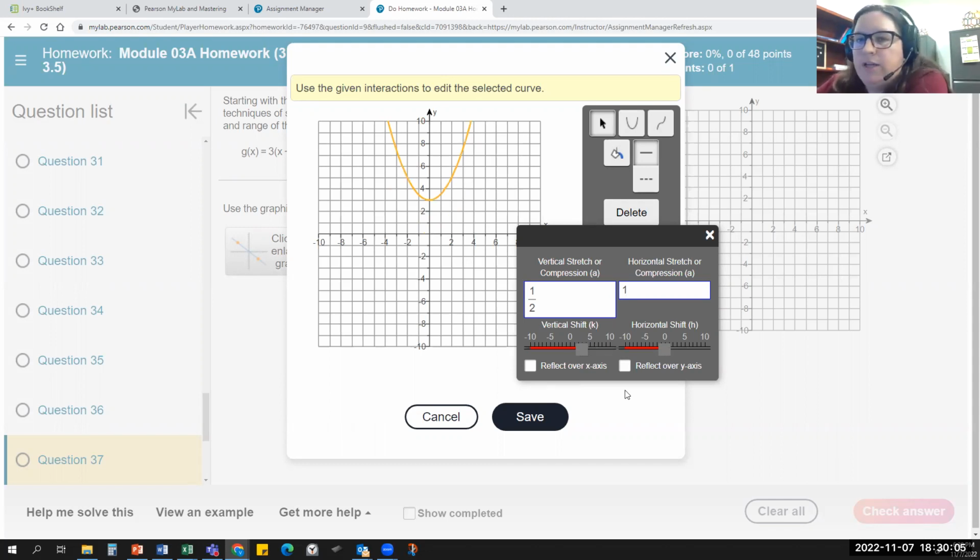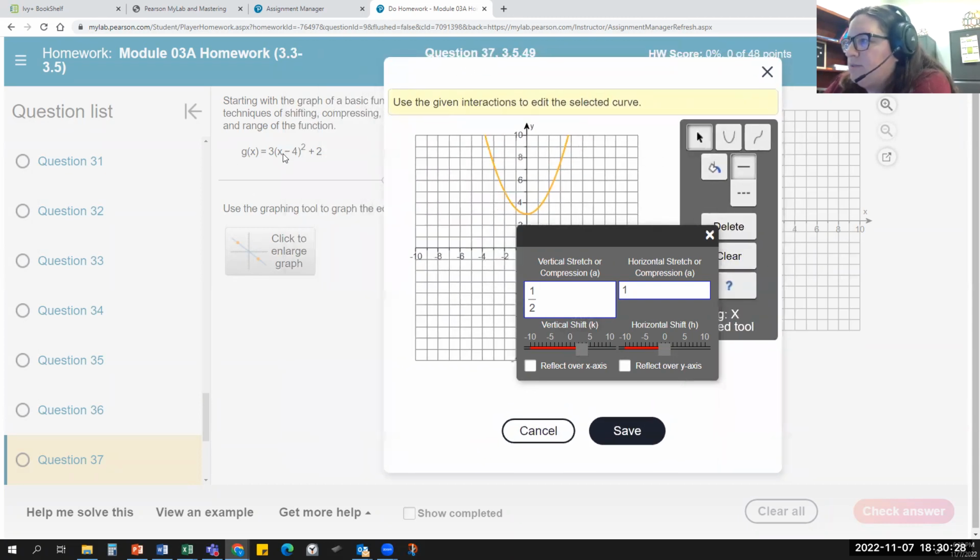And if there's a reflection over the x-axis, you want to do that reflection before you do the shift. If I do a shift, let's say it has a +3, but if I then reflect, now it's turned that into a shift down instead of a shift up. And then the horizontal shift, you want to make sure that you switch the sign. So in this example, it's an x-4, and because that's to the right 4, I'm going to do a +4 on this horizontal shift slider.